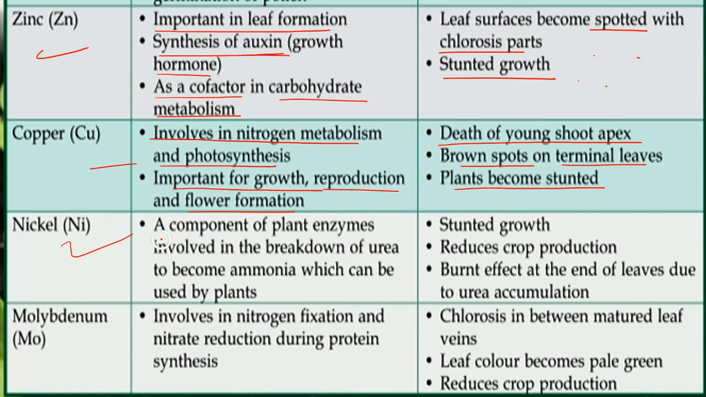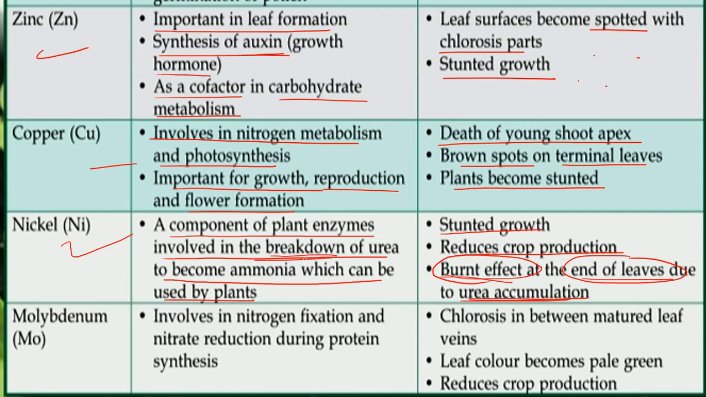Nickel is a component of a plant enzyme involved in the breakdown of urea into ammonia, which can be used by the plant. Okay, if it is lacking, there is stunted growth, crop production will reduce, and there is a burn effect at the end of the leaves due to urea accumulation. This means the ends of the leaves look burnt, like a burn effect. You have probably seen leaves that look burnt; that is caused by the accumulation of urea, because it does not get broken down.